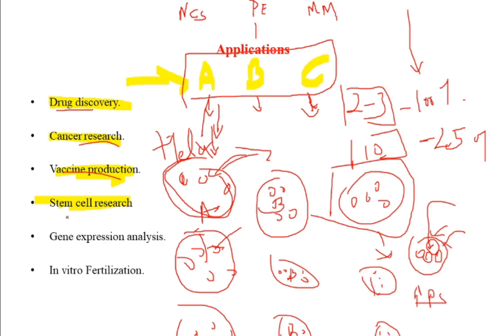Besides this, stem cell research can be carried out, gene expression analysis can be done, and in vitro fertilization. All these technologies use animal cell culture as a basis. I hope you understand this.